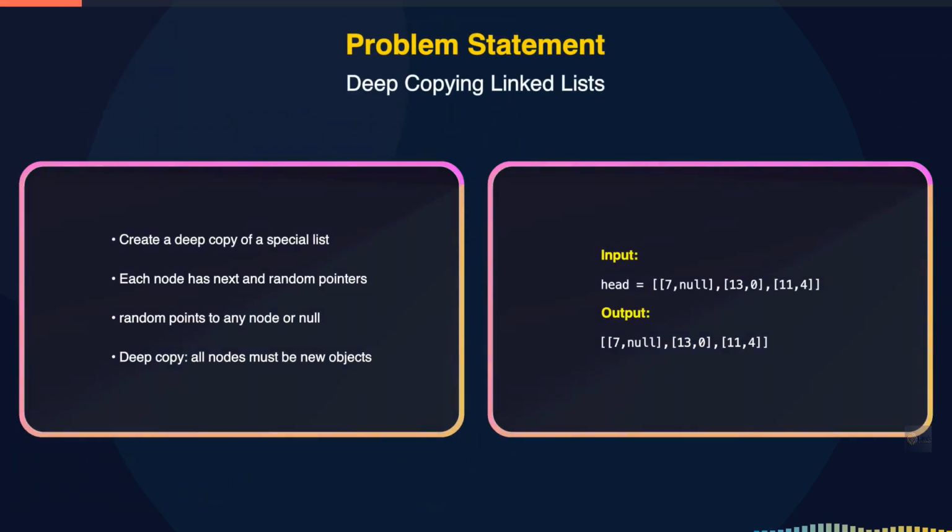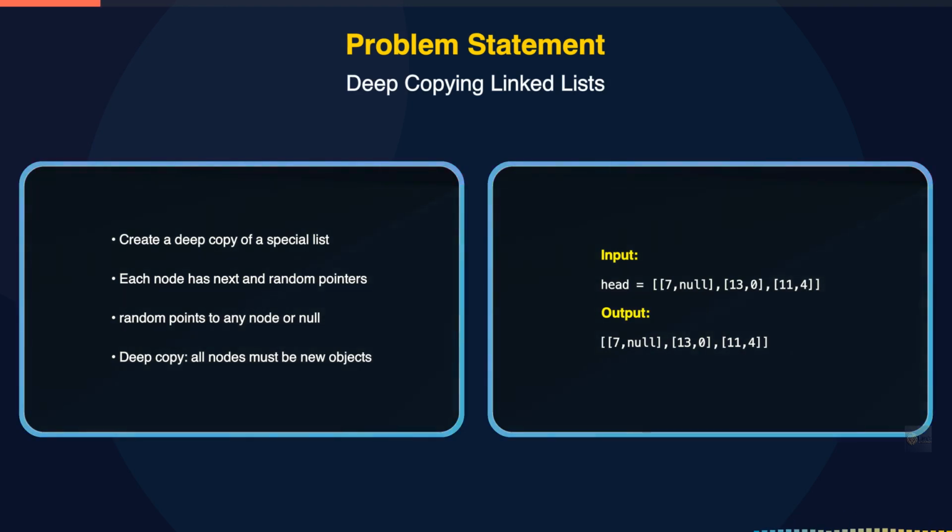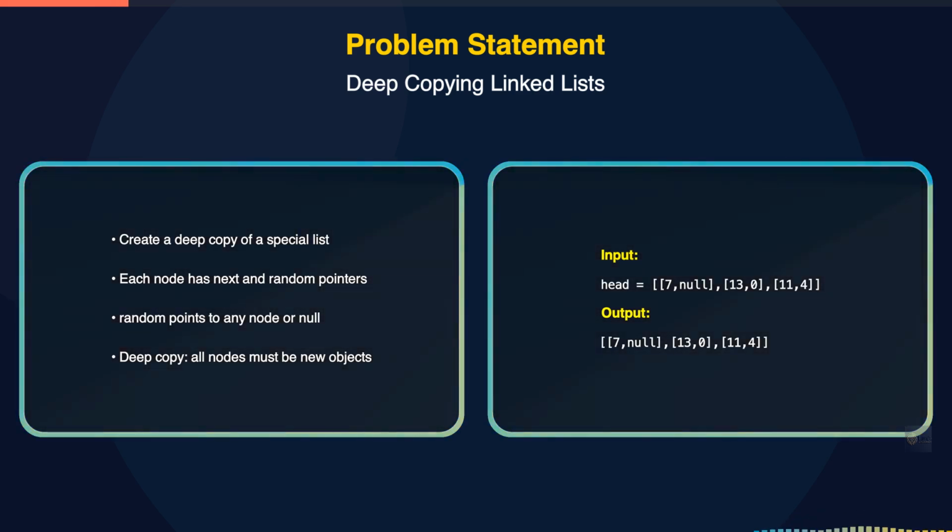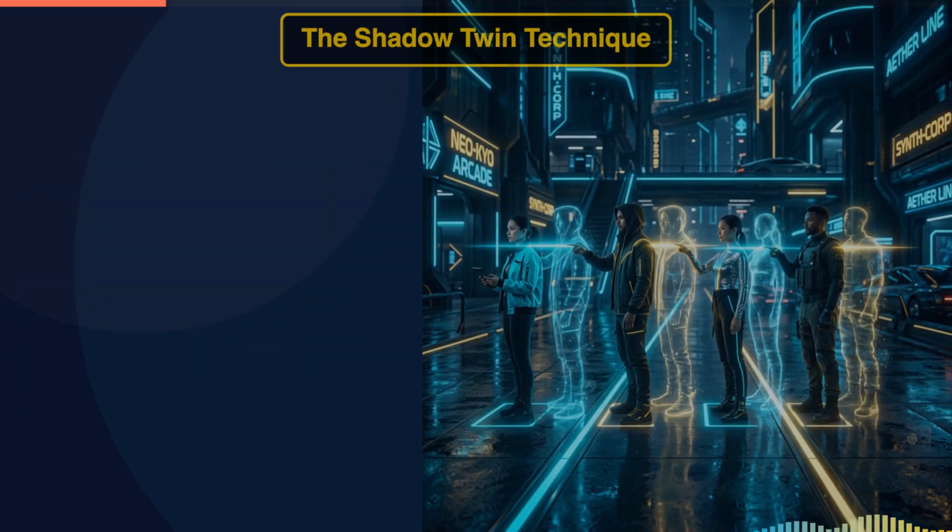We are given a linked list where each node has two pointers, a standard next pointer, and a random pointer that can point to any node in the list, or null. Our goal is to create a deep copy, meaning every single node and its connections must be brand new. A simple pass is not enough because the random pointer might point to a node we have not even created yet. Think of it like a group of friends in a line.